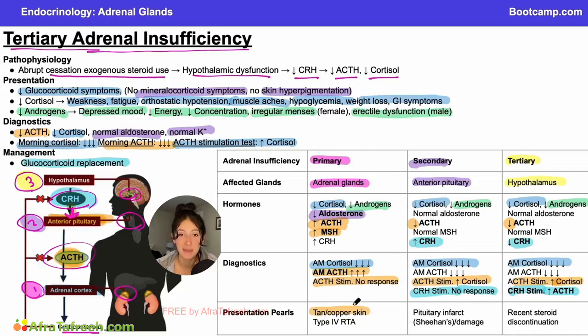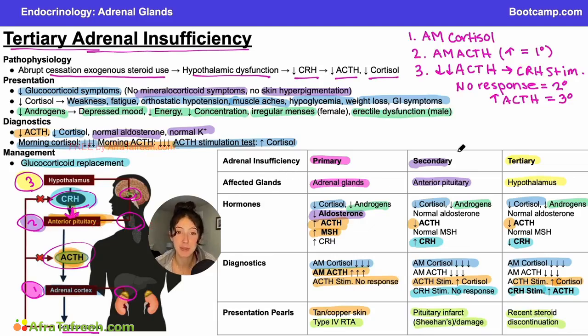Finally, I would highly recommend paying attention to some of these key parts of the presentation for each type of adrenal insufficiency. So primary: type 4 renal tubular acidosis, tan and copper skin. Secondary: anything that causes a pituitary infarct should be in the question stem, notably Sheehan syndrome or some type of damage to the brain. And then tertiary: this is pretty much only caused by recent steroid discontinuation. So look for any reason that a patient might have been taking steroids, something like an autoimmune disease, a recent asthma exacerbation, something like that.